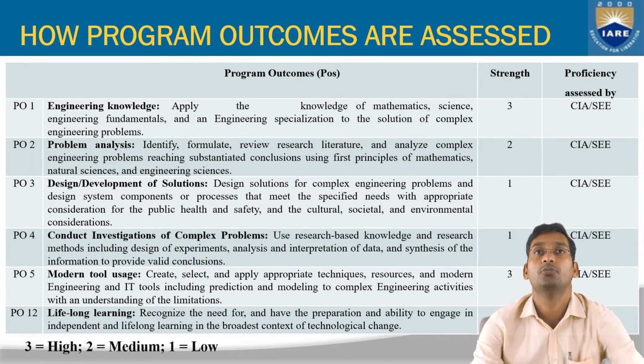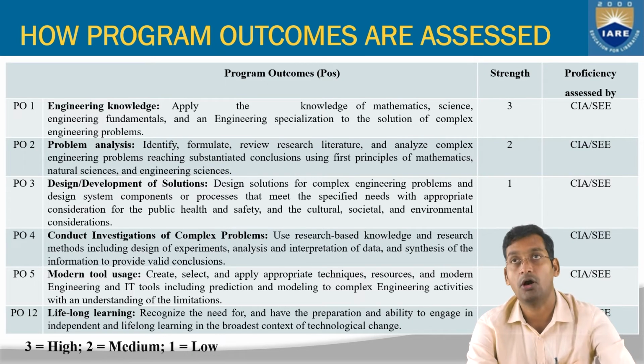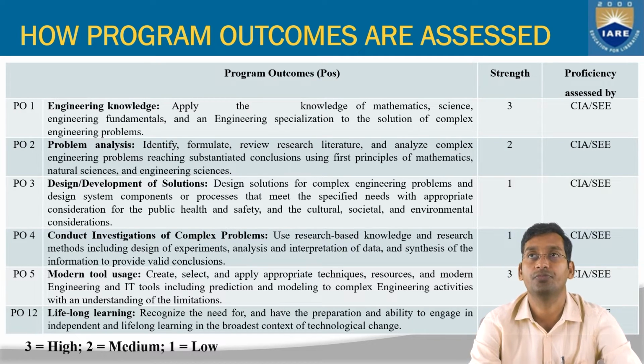Now, how program outcomes are assessed. So now how this is required for this one. First, PO1, engineering knowledge: apply the knowledge of mathematics, science, engineering fundamentals, and engineering specialization to the solution of complex engineering problems. It has the strength, with that mapping we will see later. That will help in CIA, continuous internal assessment, and SEE, semester end examination, proficiency assessed by.